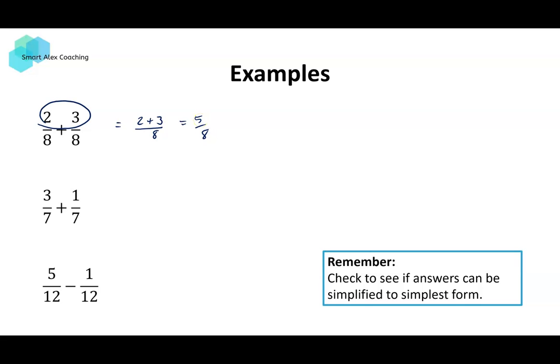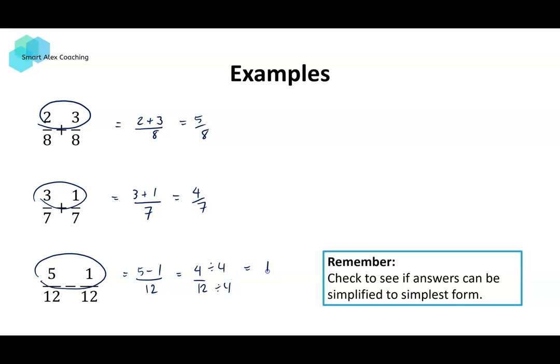3/7 plus 1/7. Again, the denominators are the same. I'm going to add 3 and 1 together whilst keeping the denominator of 7. This is going to give me the answer 4/7. And in the last example, I've got 5/12 take away 1/12. Again, the denominators are the same. I simply take away the numerators and keep the same denominator. This is going to give me an answer of 4/12, which can be further simplified by dividing top and bottom by 4, giving me a final answer of 1/3.